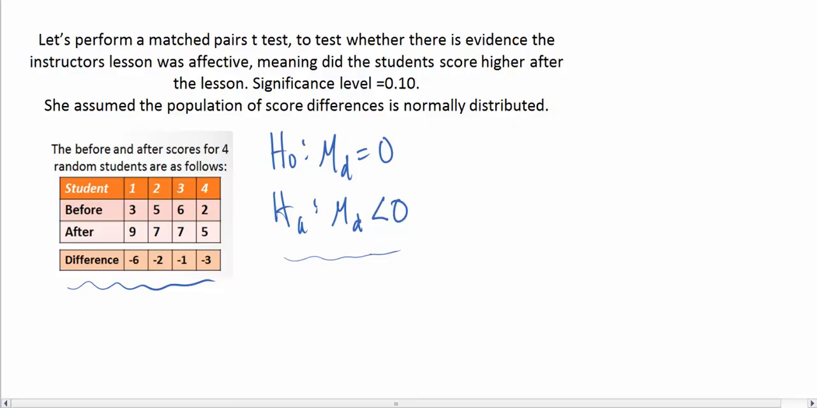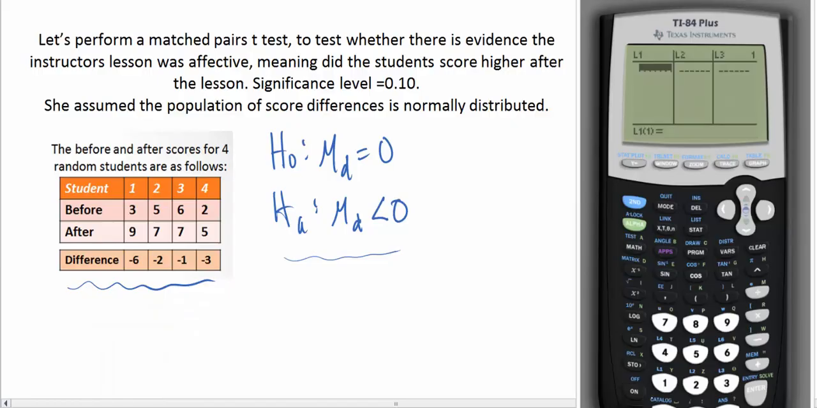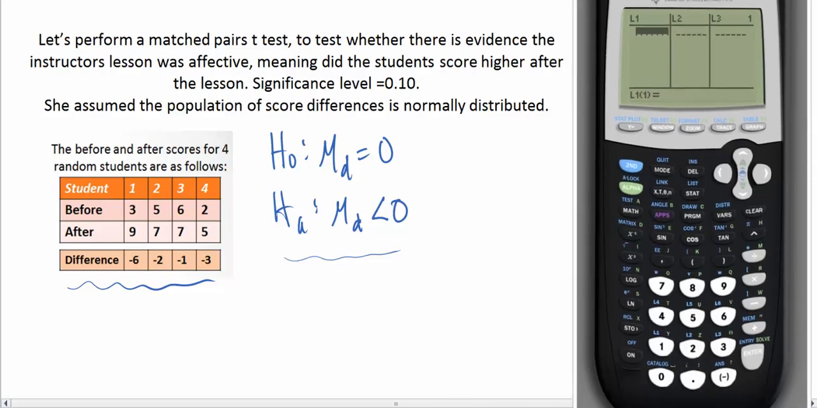All right, the next thing we need to do is plug our differences into our calculator. So we can easily do this. Take the differences of our 2 dependent populations and enter them into our TI84. So we'll put in -6, enter, -2, enter, -1, and -3. And this will be our list of data. You can get to the lists by going to Stat and Edit.